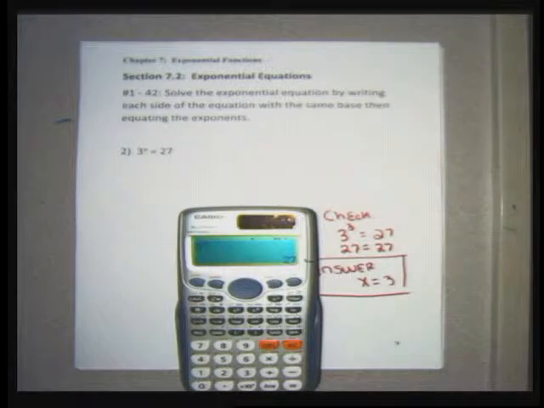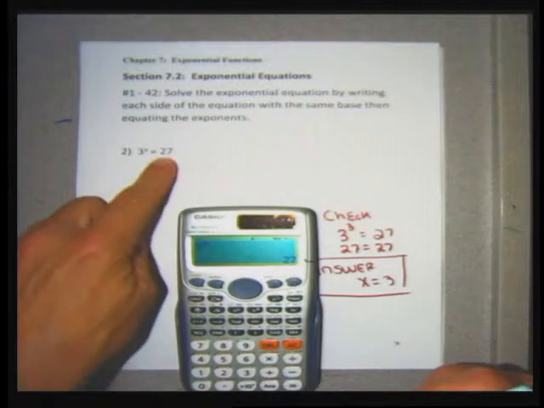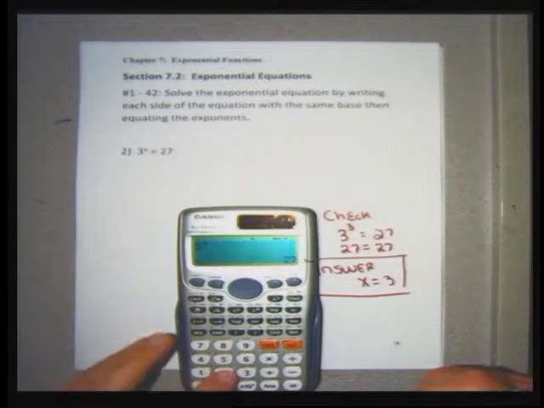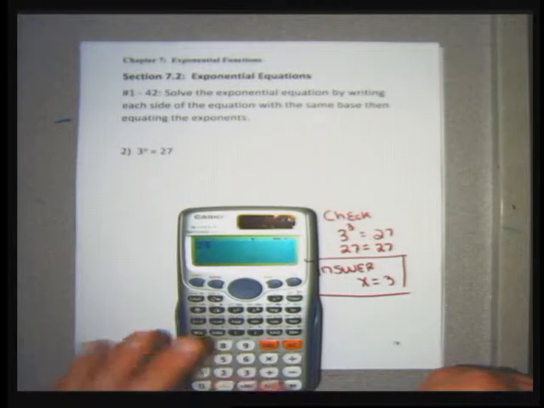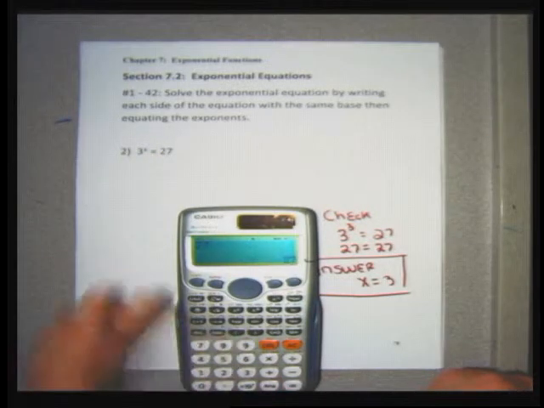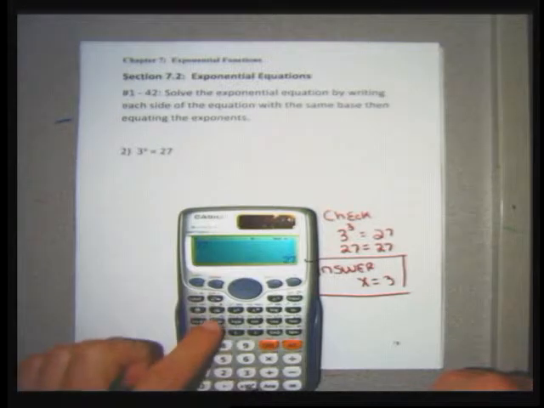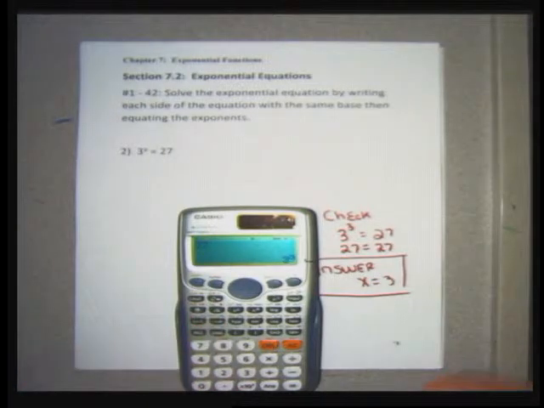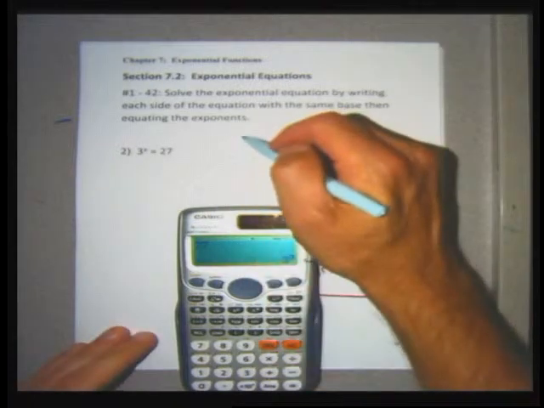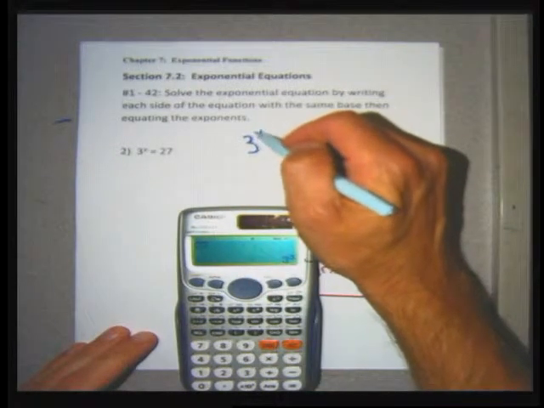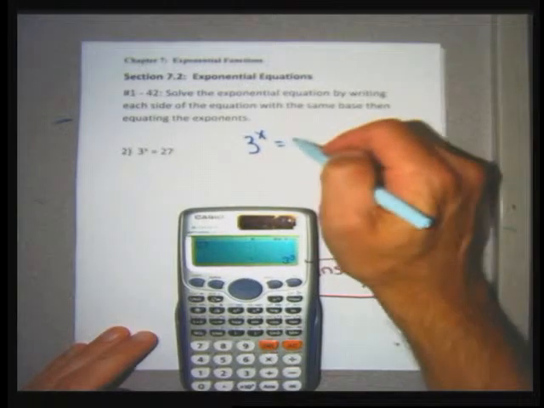For most every problem in this section, I'm going to find the prime factoring of any non-prime numbers to solve them by hand. 27, I'm going to do a prime factor tree. I'm just going to go 27, hit the equals button, and then shift, and then this factor key. And it says 27 is 3 cubed. So I can rewrite problem 2, leaving the left side written as 3 to the x, rewriting the right side as 3 cubed.